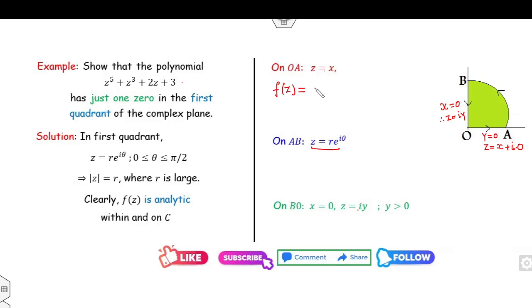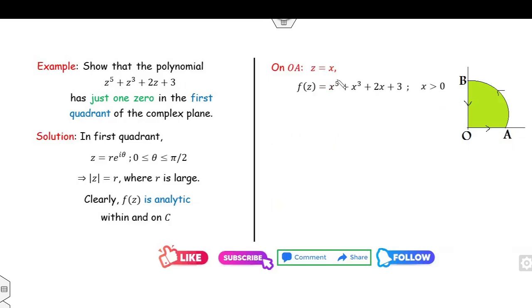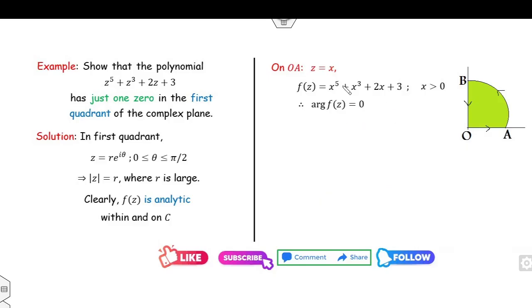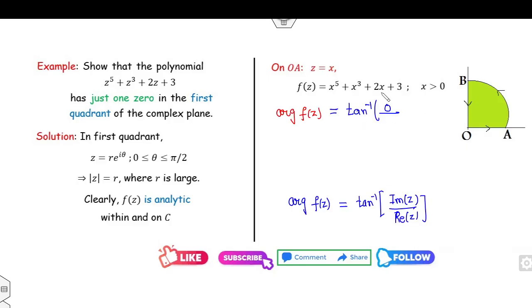What is the value of f(z)? It is x cube plus x raised to power 5 plus x square and so on. How can you find the argument of the function? So we all know for complex functions, what is the argument? Argument is tan inverse of the imaginary part of z divided by the real part of z. So can you find the imaginary part? That number is tan inverse. What is the imaginary part? 0. The real part is a real number. So the argument will be 0 because tan inverse of 0 divided by x raised to power 5 and so on. The answer is 0.